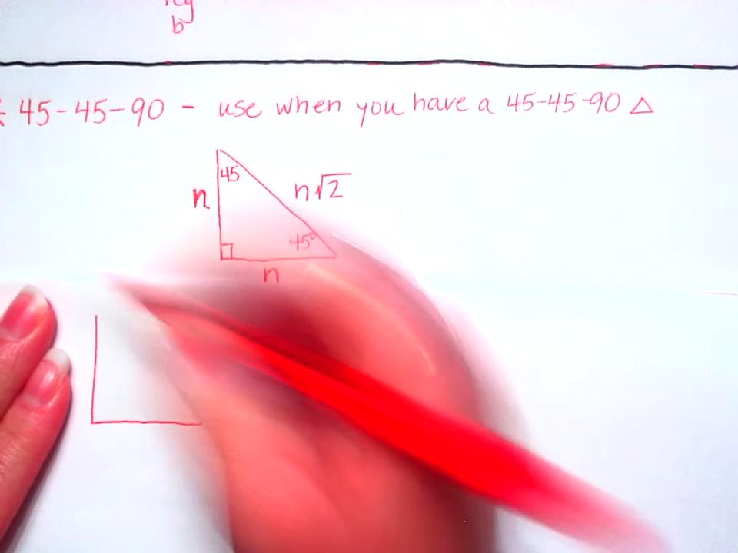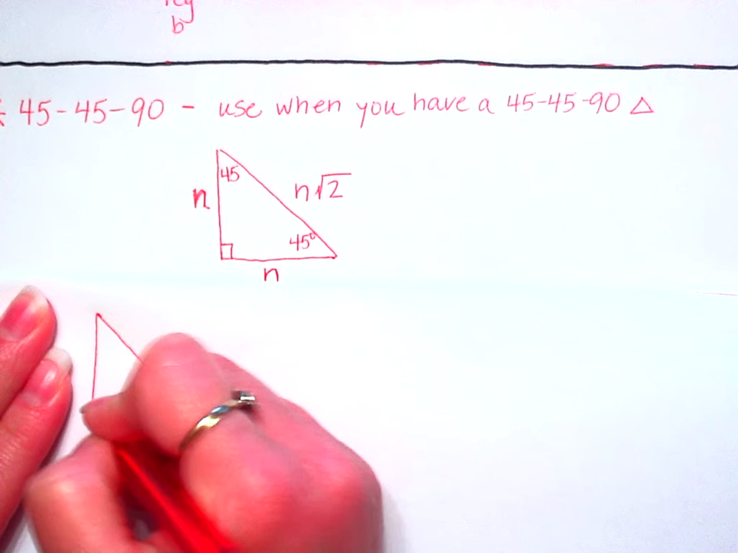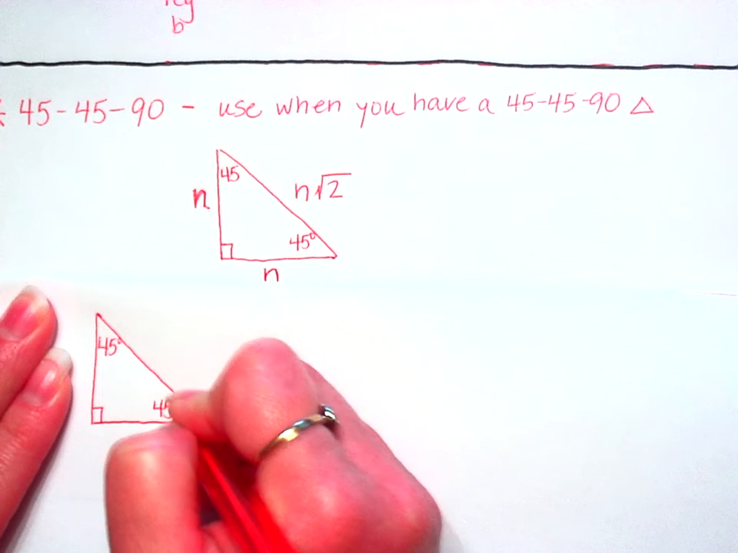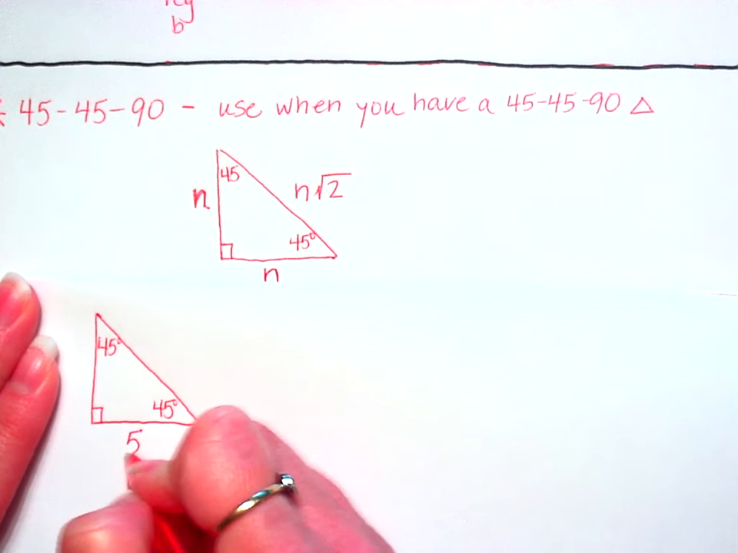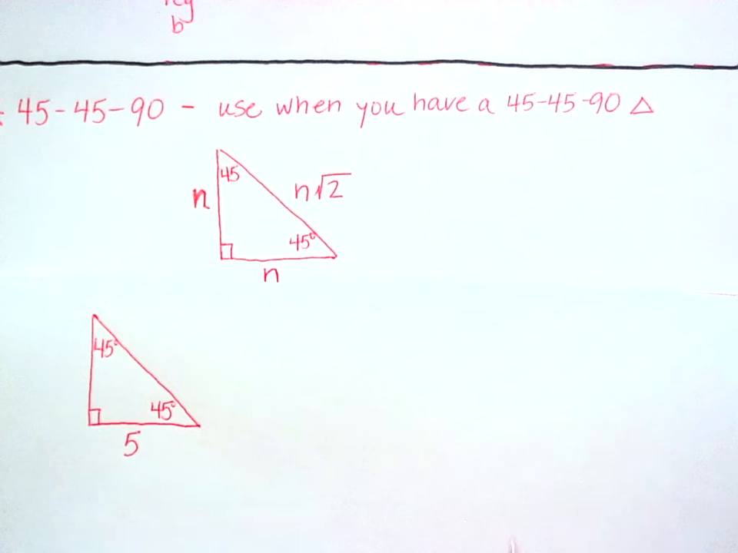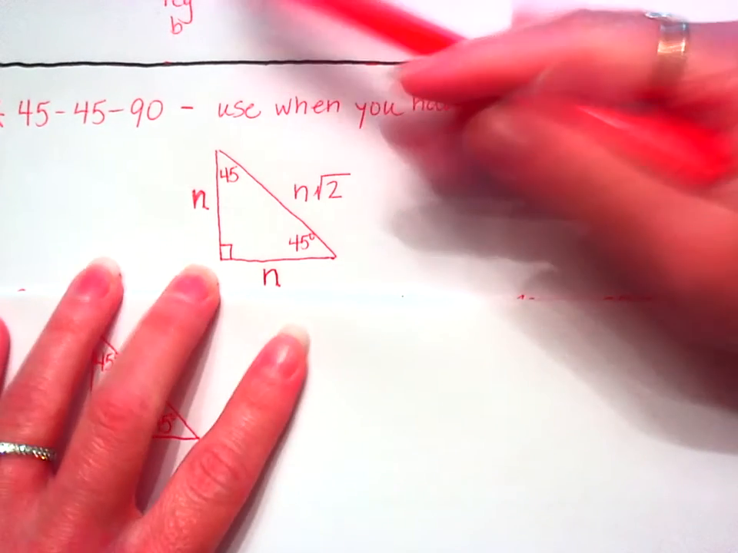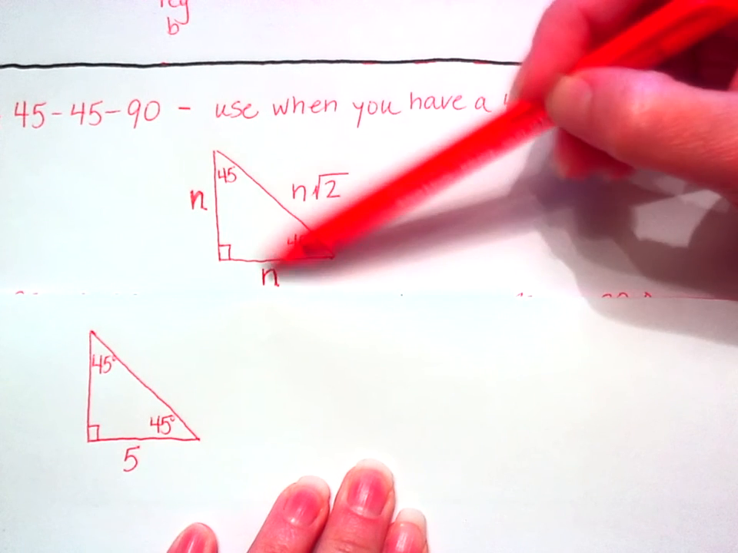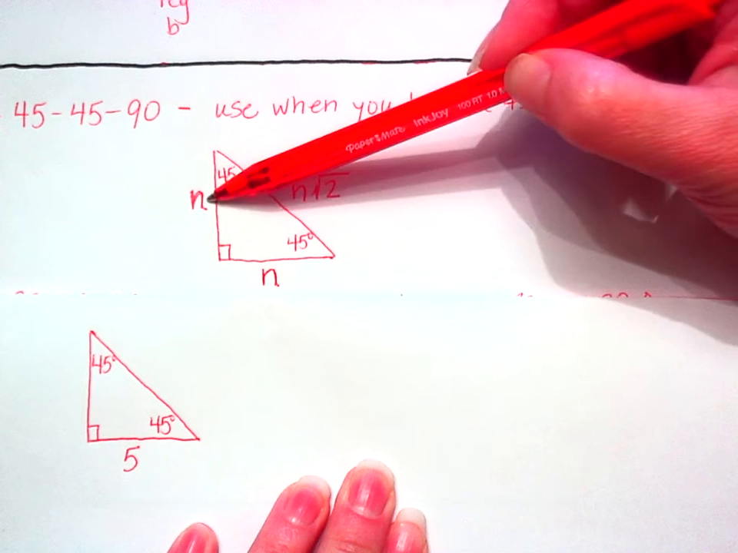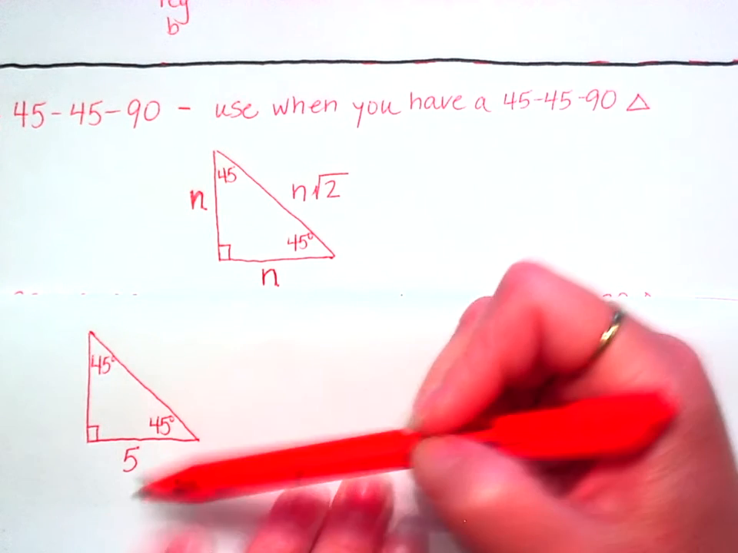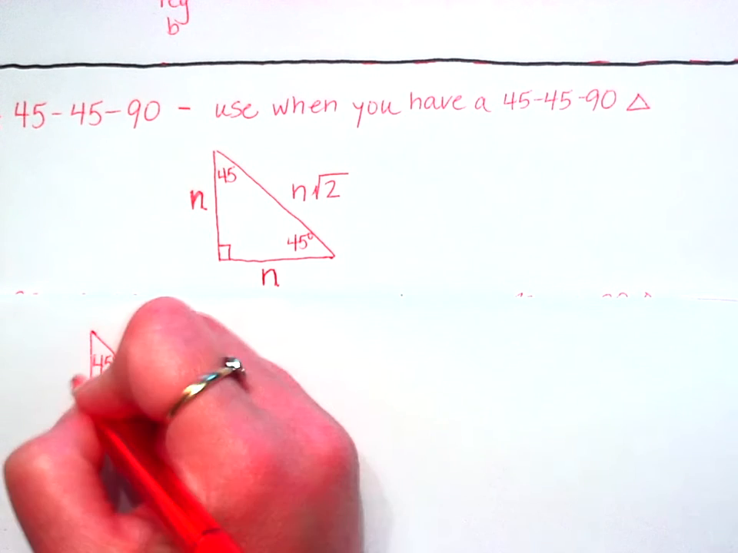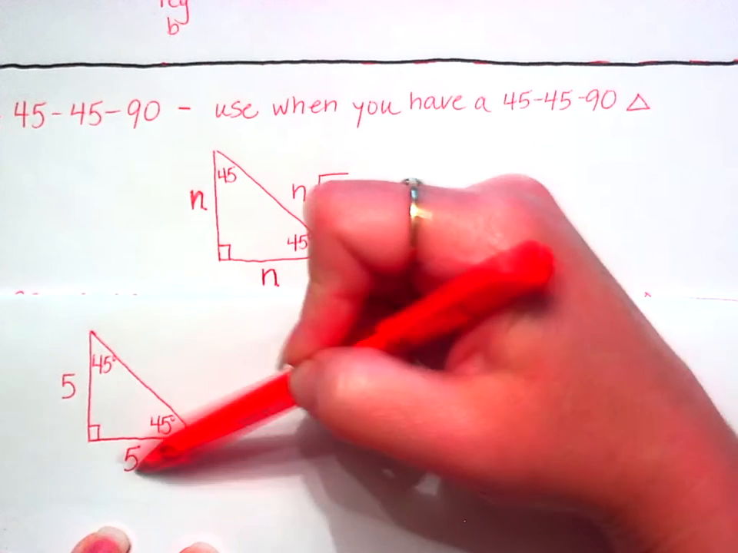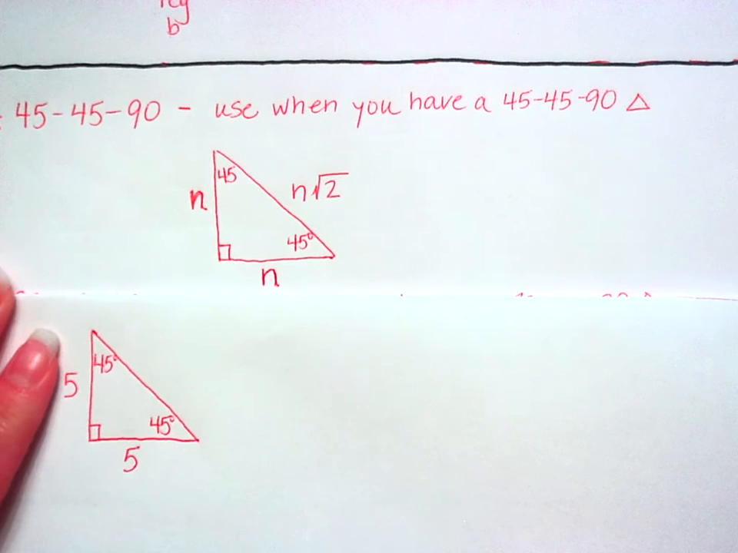So in a 45-45-90, let's say that they give us one of the sides. We can find the other two sides. For example, if they give me 5 right here, I can look up at this model triangle and see, okay, in a 45-45-90, the legs are always the same. If this one's n, this one's n. Okay, same thing here. If this one's 5, this one's 5. The legs always match in a 45-45-90.